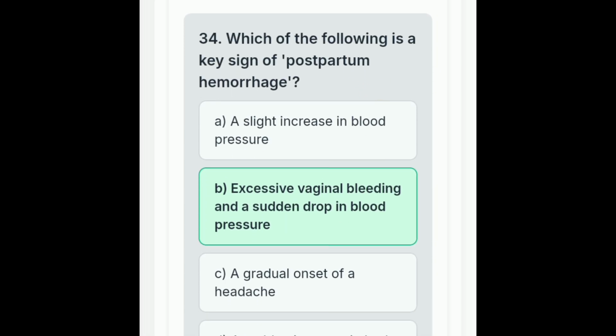Which of the following is a key sign of postpartum hemorrhage? Option A, slight increase in blood pressure. Option B, excessive vaginal bleeding and a sudden drop in blood pressure. Option C, a gradual onset of a headache. Option D, a sudden increase in body temperature. So the B is the correct answer.